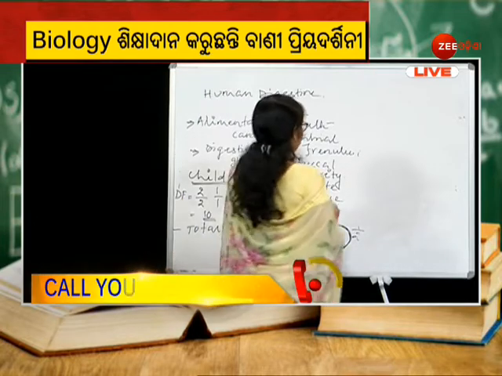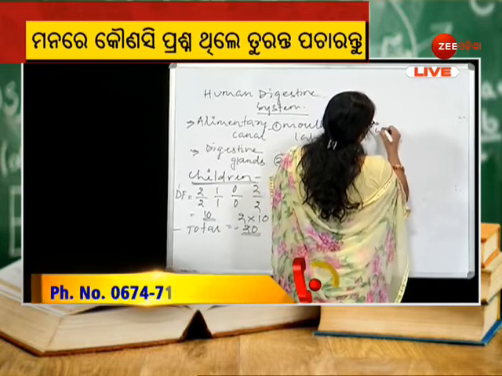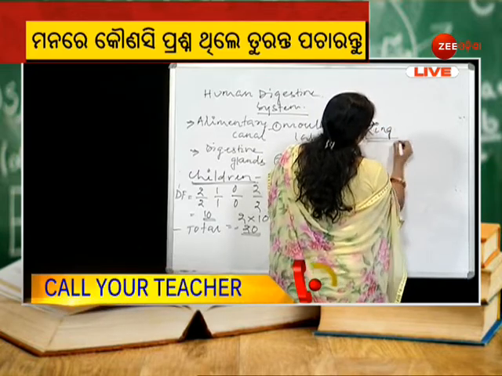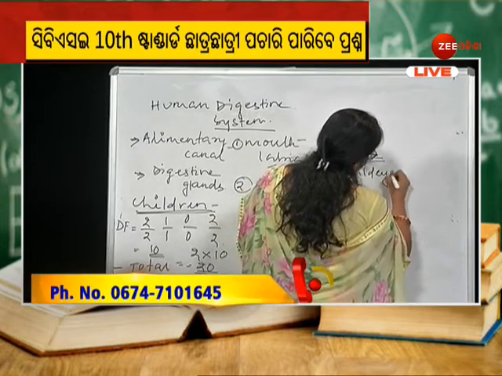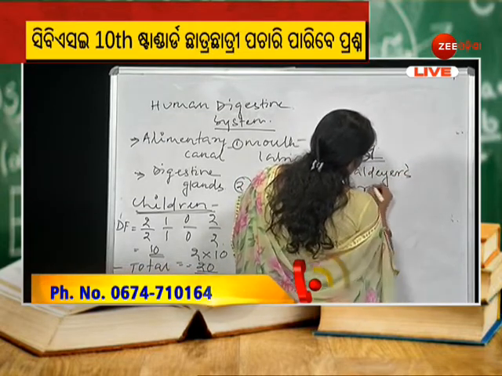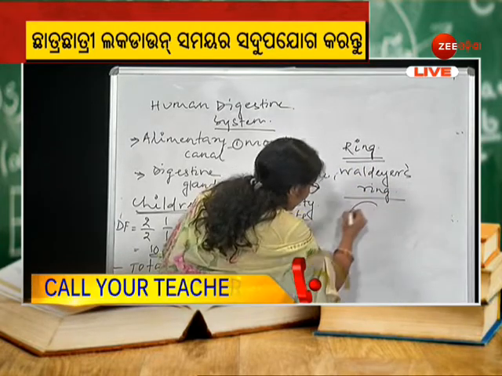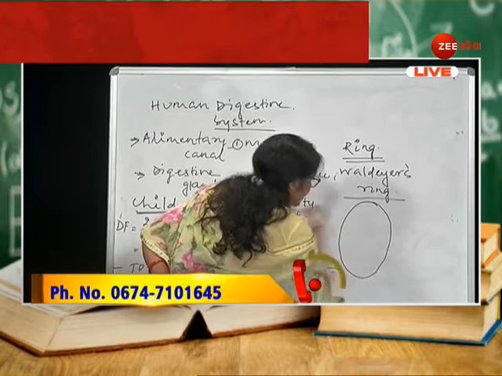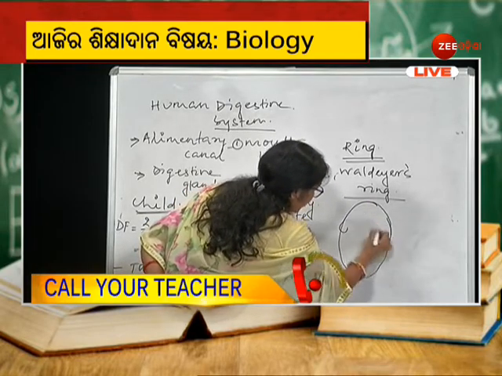In case of human, the tonsil is arranged in the form of a ring, and the ring in which the tonsil is arranged is known as Waldeyer's ring. This is the ring in which the tonsil is arranged. How is that ring formed? Let's see. This is the ring and the tonsils are arranged in this manner.